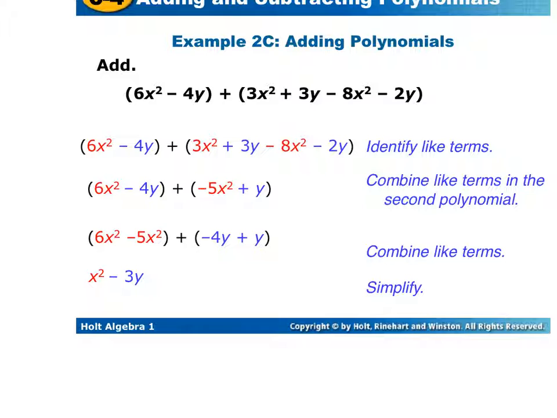Here's another example. Again, you could drop your parentheses and then go back through, find all the x squareds, highlight them or circle them. Now there are 3 of them here that I could group. So I would add 6 plus 3 minus 8 and then just get 1x squared. Then go back, get all your y's. I've got a negative 4, a positive 3, and a negative 2. So negative 4 plus 3 is negative 1, minus 2 is negative 3. Okay, the hardest part here is going to be just taking your time and watching your signs.